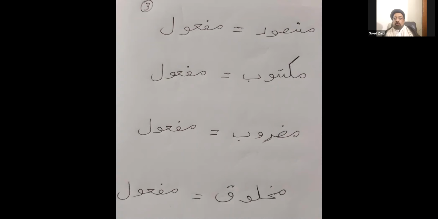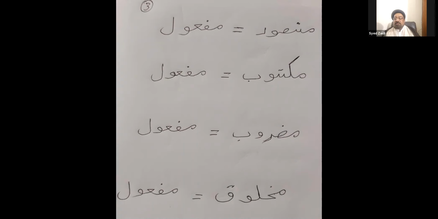Now what does maf'ul mean? Maf'ul means the thing upon which the action was done. Like for example, when we see masjid, we know that it is a place where the sajda was done. So masjud, if you would say, or maf'ul, or madroob, or maktub. If you pick up a piece of paper and you see some writing on it, you would say that it is maktub. Maktub means it is written upon this piece of paper.